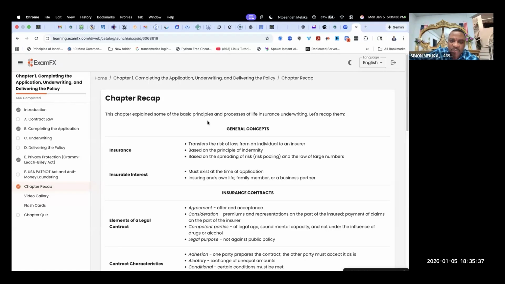So insurance in general is the transfer of risk from you, who is the risk bearer, to an insurance company or to other people who constitute that pool of policyholders. So we come together, everybody comes together. So it's transferring of risk.